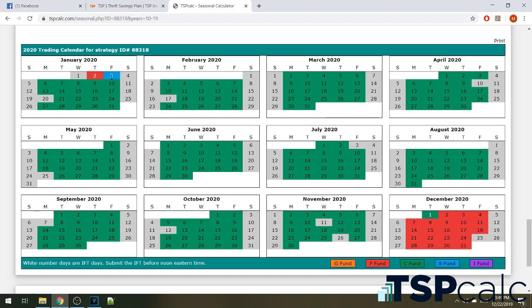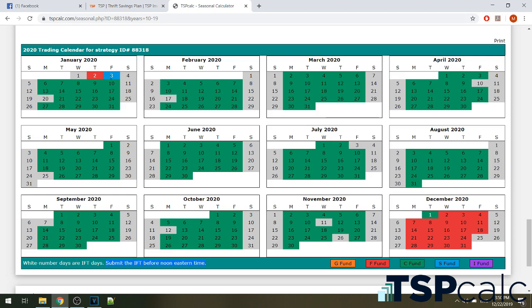And then on the second trading day of January, which for 2020 is January 3rd, you're going to execute another IFT and you're going to go into the C fund. And IFTs, it says it down here, the deadline is noon Eastern time. So if you put your IFT in on January 3rd, it has to be in before noon Eastern time, and you're going to indicate you're moving to C fund.